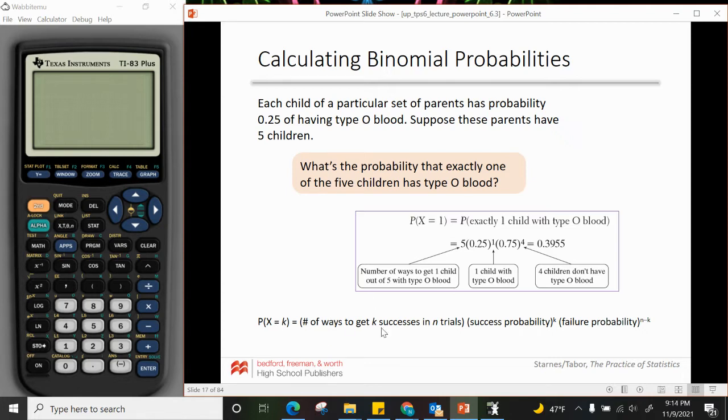So for any binomial setting, this might make a little more sense. It's the number of ways of getting that many successes in that many trials, and then it's the success probability raised to the number of successes you have, times the fail probability raised to the n minus k.